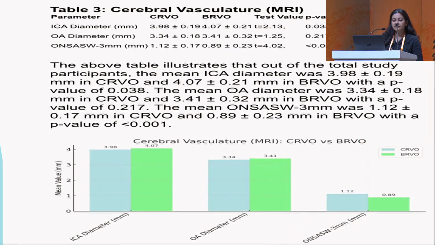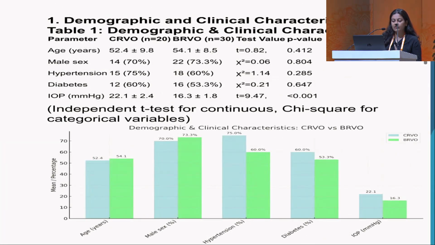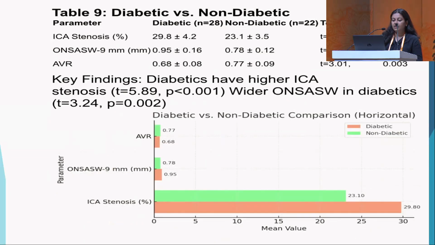Here we can see this table. It illustrates that out of the total study participants, the mean ICA diameter was not statistically significant. However, here we can see the t-value and the chi-square. It demonstrates that there is a statistical difference. The findings show diabetic patients having higher ICA stenosis and wider optic nerve subarachnoid space width versus non-diabetics.